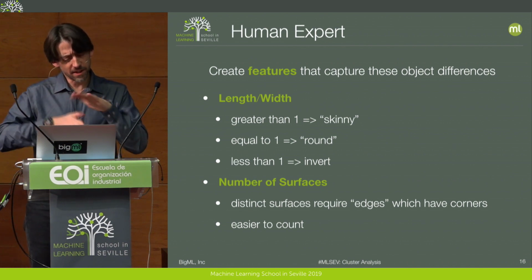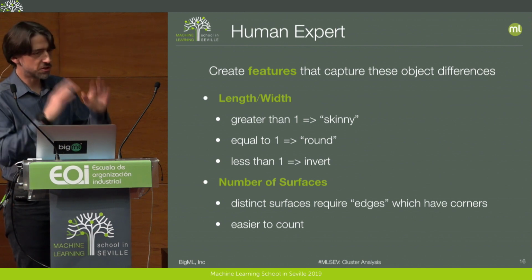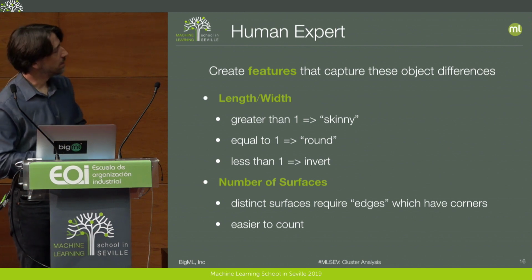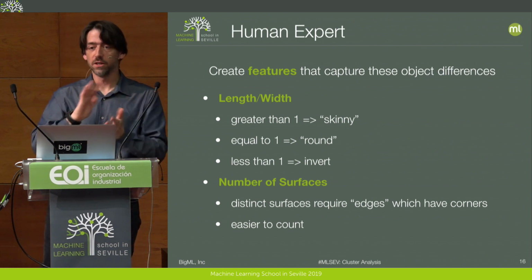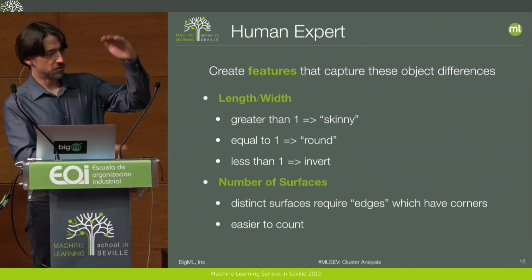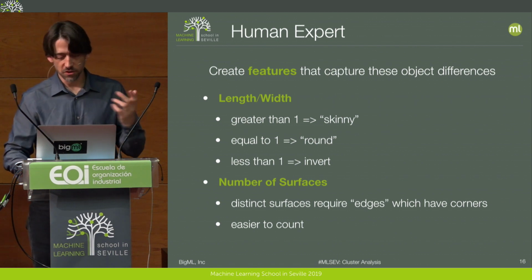And then you could talk about kind of like the number of surfaces, right? Distinct surfaces require edges, which have corners, because she was talking about edges. But surfaces are easier to count, right? So you could look at a cube and you can go 1, 2, 3, 4. You can count the edges. Okay, but a penny is just 1, 2, and 3. There's only 3 edges. Okay, so easier to count edges.